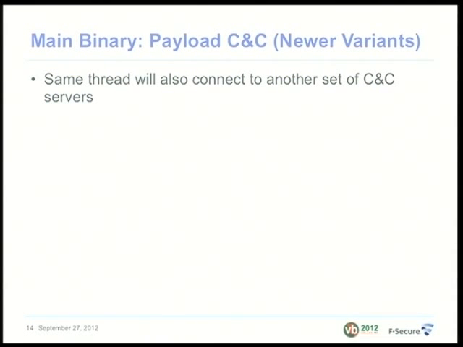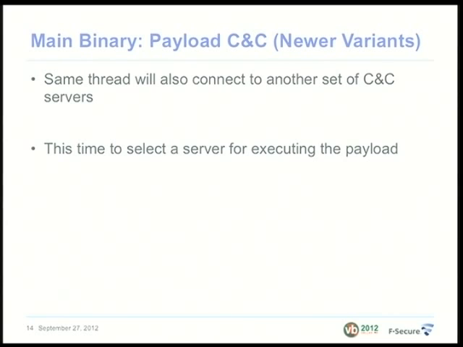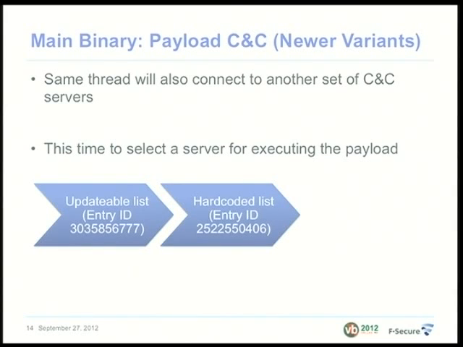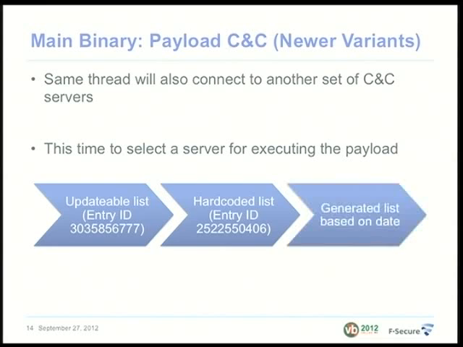In newer variants, in the same thread, Flashback would also connect to another set of CNC servers. This time it is to select a server for executing its payload. Again, it first starts with servers found in lists. This time, Flashback maintains two lists. The only difference is that one list is updatable at runtime. And just like with the update servers, if none of the servers in the list are valid, then it generates an additional set of CNC servers based on the current date.